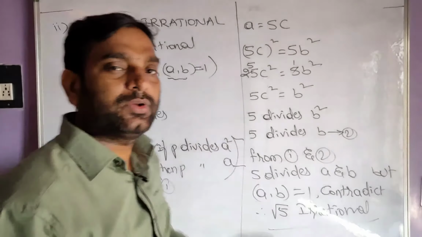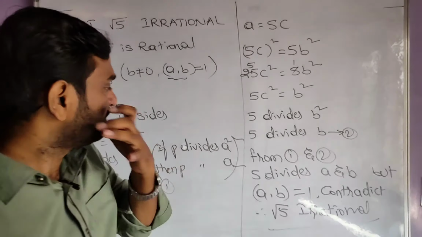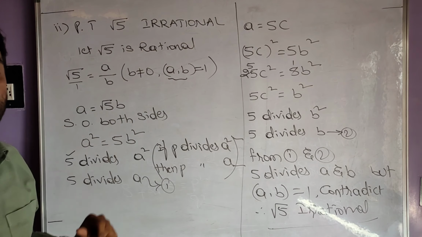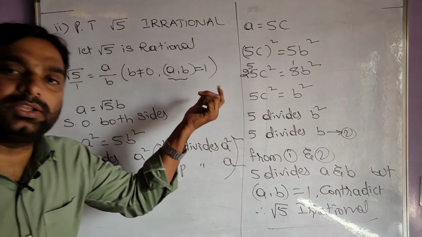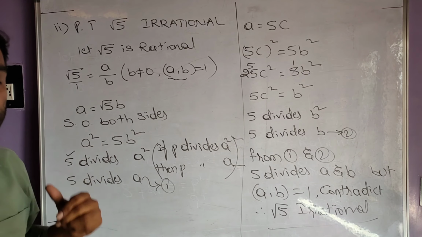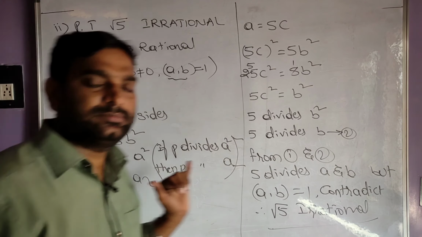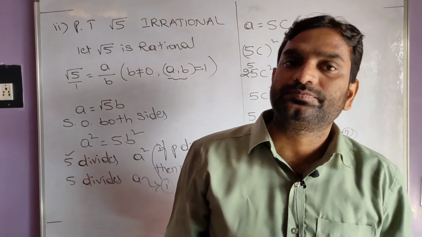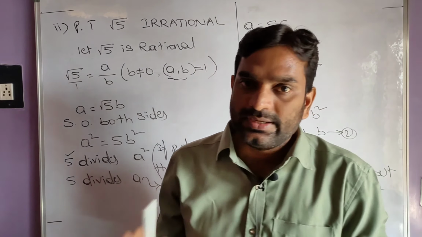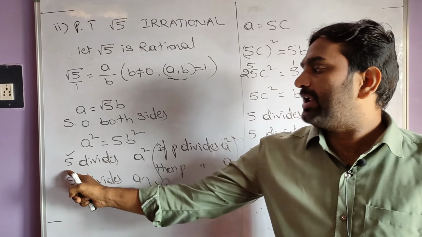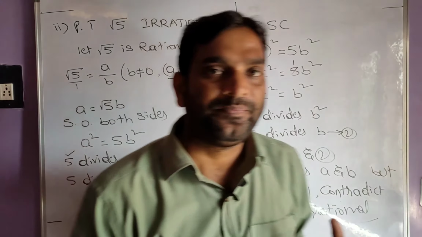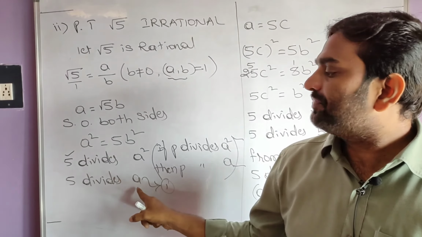Okay, now root 5 is an irrational number. Listen, we took root 5 as a rational number, nothing but a by b, and a, b are coprimes. Squaring on both sides we got a square equal to 5b square. Here 5 divides a square. As per the theorem, if p is a prime number and p divides a square, then p divides a. In the same way, here 5 is a prime number. If 5 divides a square, 5 divides a. Say equation number 1.